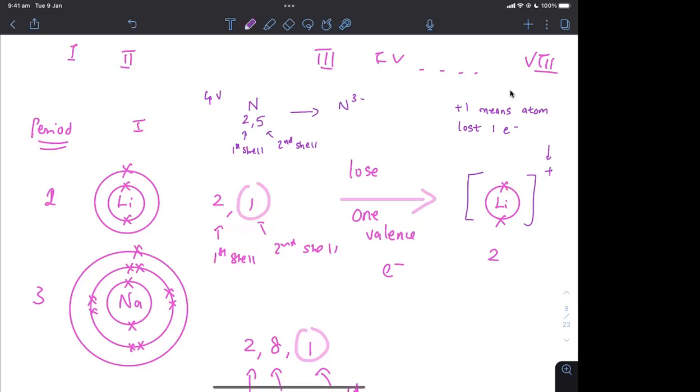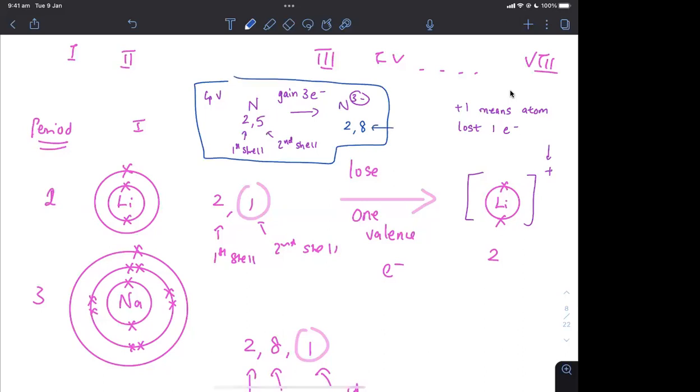The 3 minus means you gain 3 electrons because you become 3 minus charge. It's not just gaining electron, it's gaining 3 electrons because now your electronic configuration becomes 2,8, because you want to fully fill your outer shell. So this one becomes a fully filled outermost shell, or what we say, a fully filled valence shell.